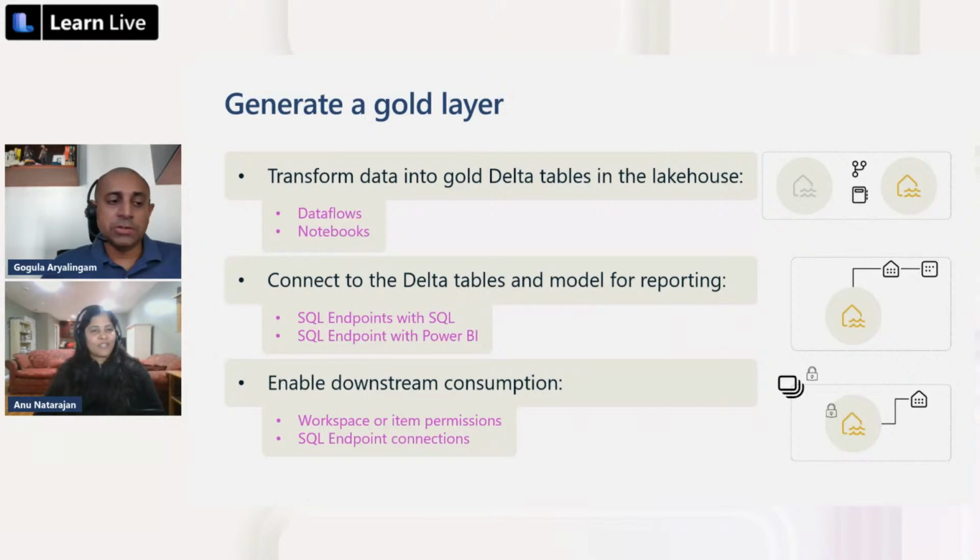That's pretty cool, downstream, multiple ways, right? So if you want to do ad hoc analysis, you can use the SQL, or if you want to do more interactive reporting, you can use Power BI. And then to enable consumption downstream, you can have workspace or item permissions set up on the individual objects or on the workspace, and you can, like you said, have SQL connection endpoints to connect from.